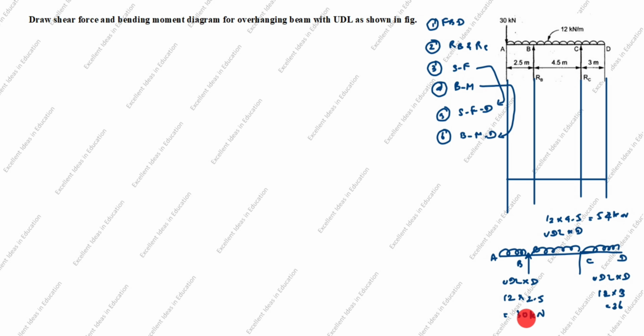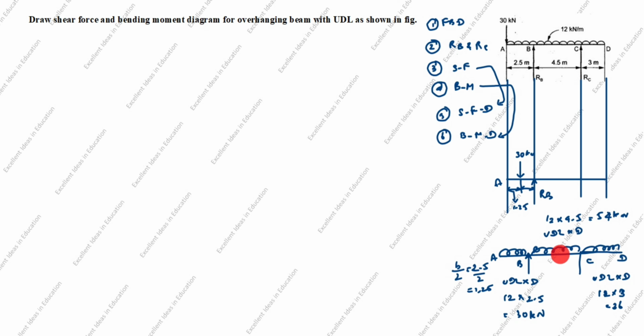The 30 kilonewton, how will you place the point load, how to find the distance in this case? This is B by 2. What is B? B is given as 2.5, divided by 2 equals 1.25. So this distance is 1.25. This distance also 1.25. Load is 30 kilonewton. This is A, this is RB.